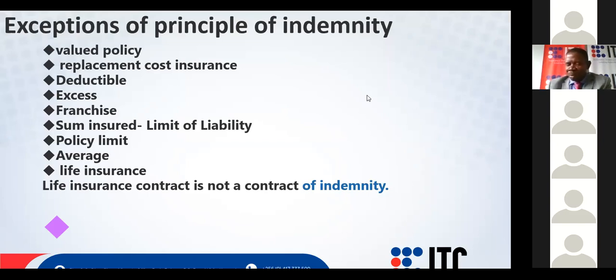Now, let me start to work out what we call deductible. When we talk about deductible, it comes from the interest of the client that he wants to pay a lower amount.